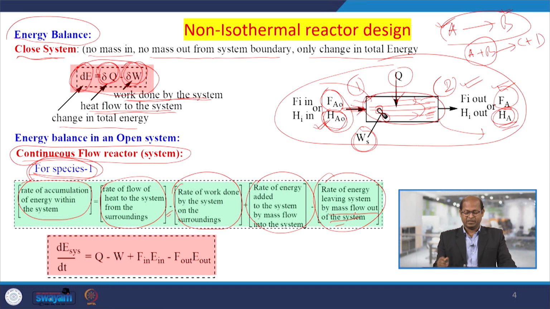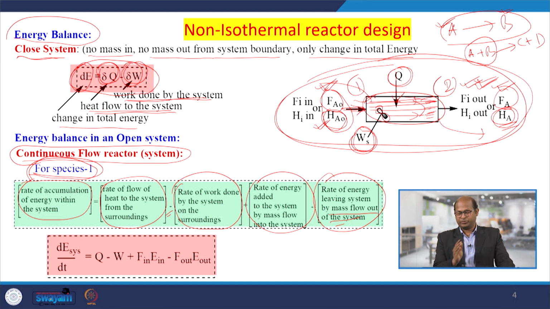This is the energy balance for the system: mass in, mass out, with energy in, energy out, the energy supplied, and the work done by the system. Here there is flow. When the system goes from here to here, there is a pressure difference, so flow energy is also there, and that you also have to consider.